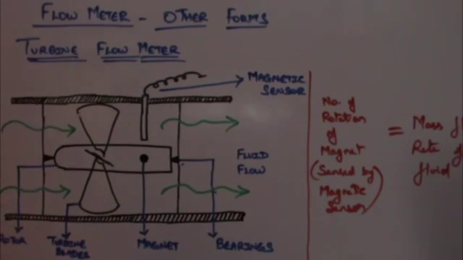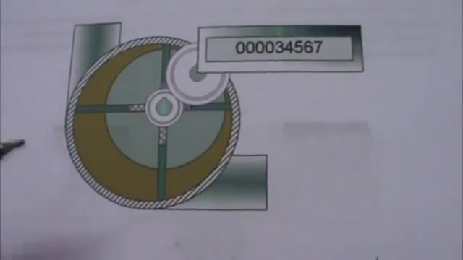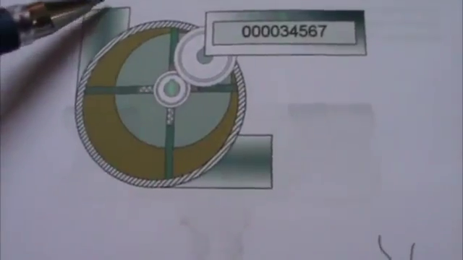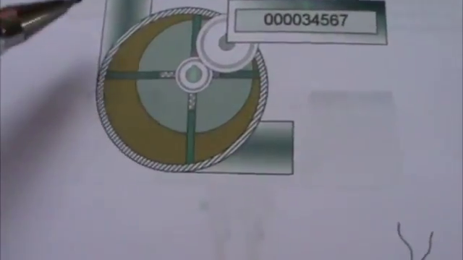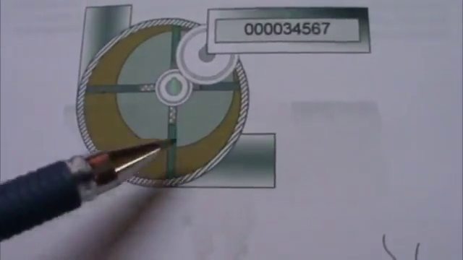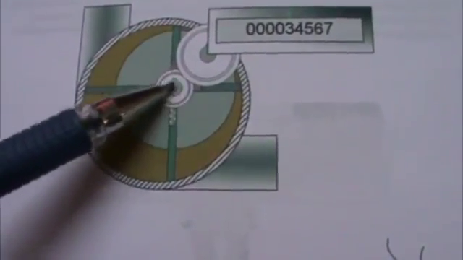Let's now discuss a vane or gear type flow meter. This is a typical vane type flow meter. The fuel oil enters the flow meter in this direction and goes out through this. As it enters, it starts to rotate these vane blades. The vane blades are located here, and there is a smaller gear over here.